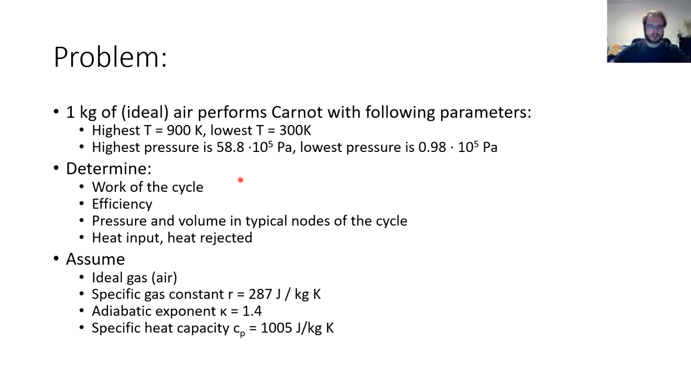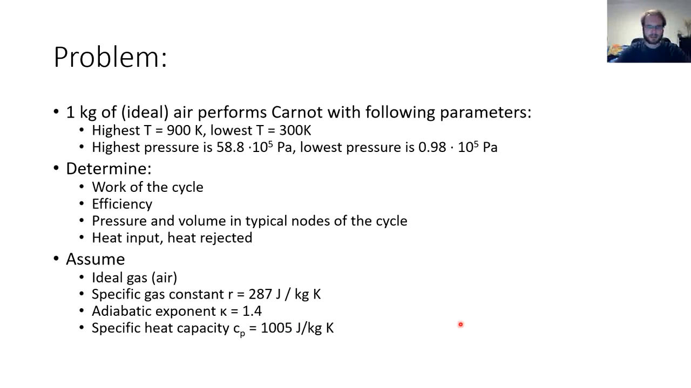And what do we want to determine? We want to get the work of the cycle, efficiency, pressure and volume in typical nodes of the cycle, heat input, and rejected heat. For calculation we will assume ideal gas, specifically air, which will have specific gas constant 287 joules per kilogram and kelvin, adiabatic exponent 1.4, the so-called kappa, and specific heat capacity 1005 joules per kilogram and kelvin.